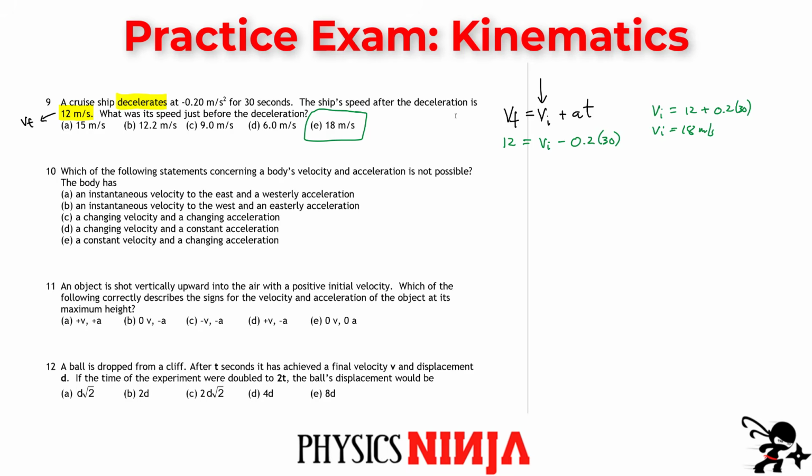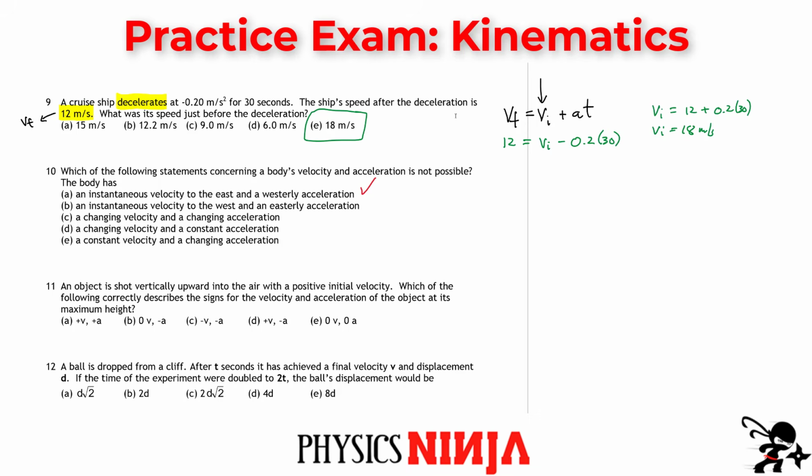All right, let's read the next one. Which of the following statements concerning a body's velocity and acceleration is not possible? Can you have an instantaneous velocity to the east and a westerly acceleration? Absolutely, right? This would just mean you're slowing down. Can you have an instantaneous velocity to the west?